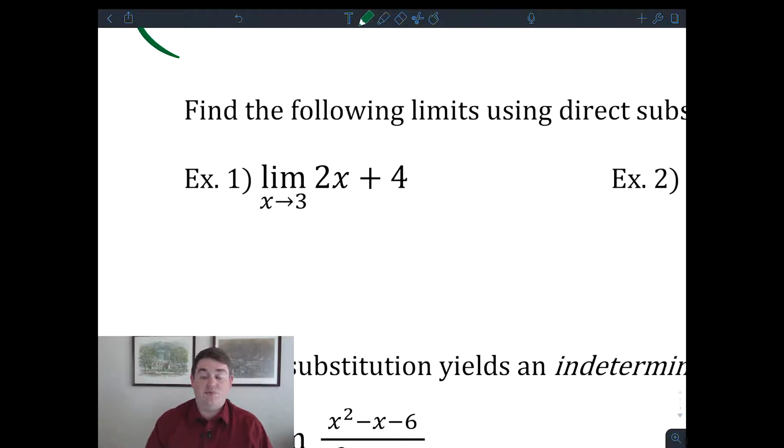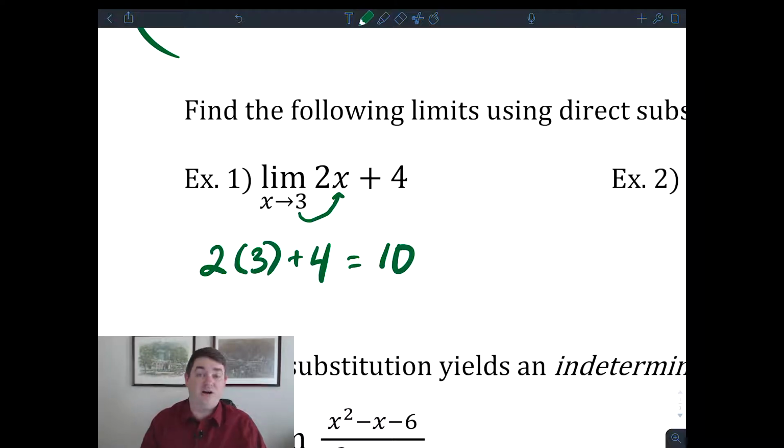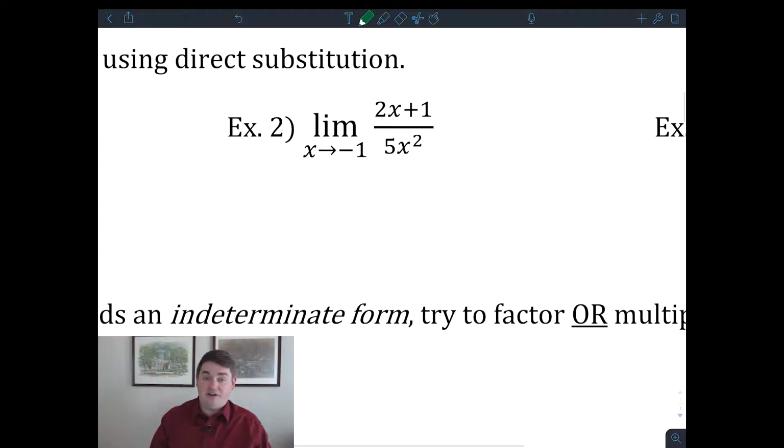So example 1, the limit as x approaches 3 of 2x plus 4. Direct substitution means take this 3, plug it in everywhere you see an x. So I get 2 times 3 plus 4. 6 plus 4 is 10. It's that easy. Okay? No graph required, no table required. Direct substitution is always going to be the first thing you try when you see a limit from now until forever, including right now.